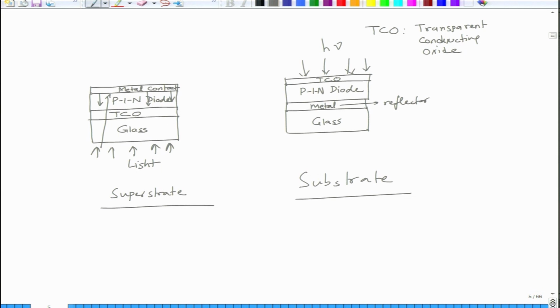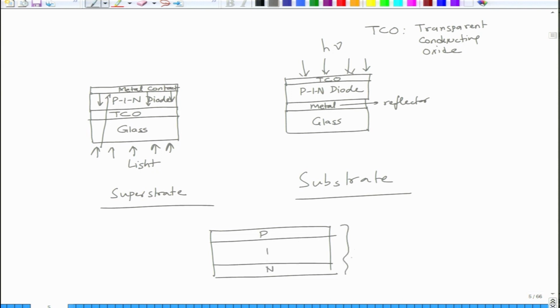So this is what it is, and the pin diode is basically this. This is what is pin, P I N, and this is all silicon, P silicon, I silicon, N silicon, but it is in thin film form, about half a micron thick roughly. Okay. So as I said, there are various configurations which are possible here, and this can also be used to make multi-junction solar cells, because silicon makes a solid solution with germanium.